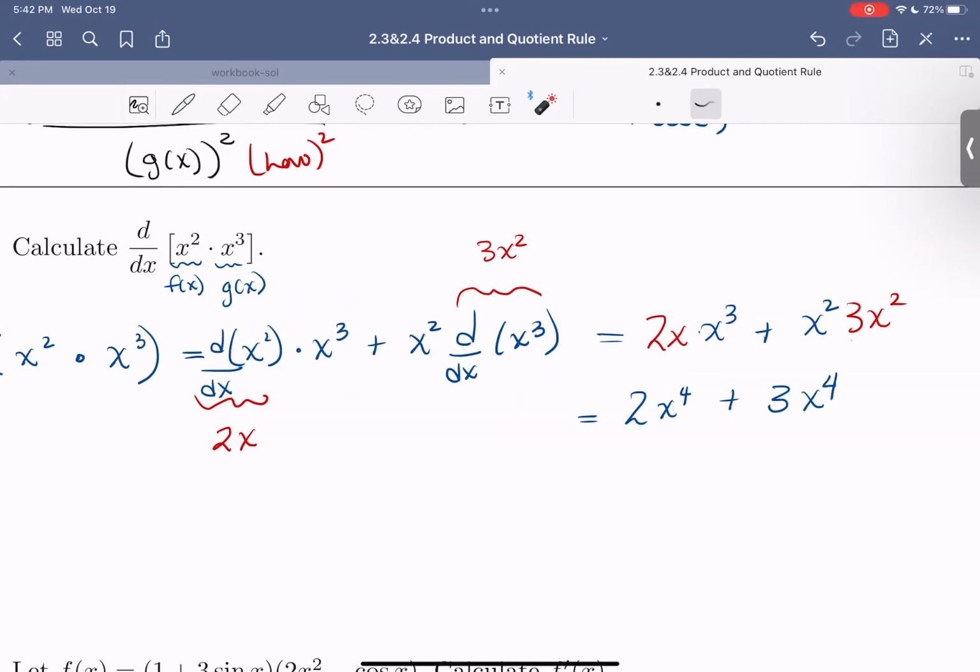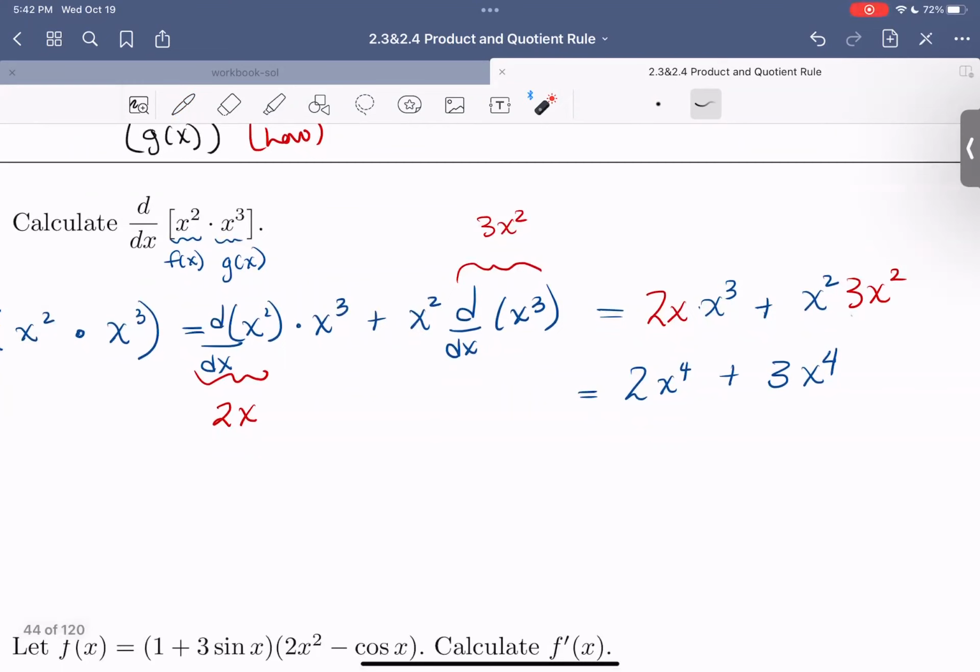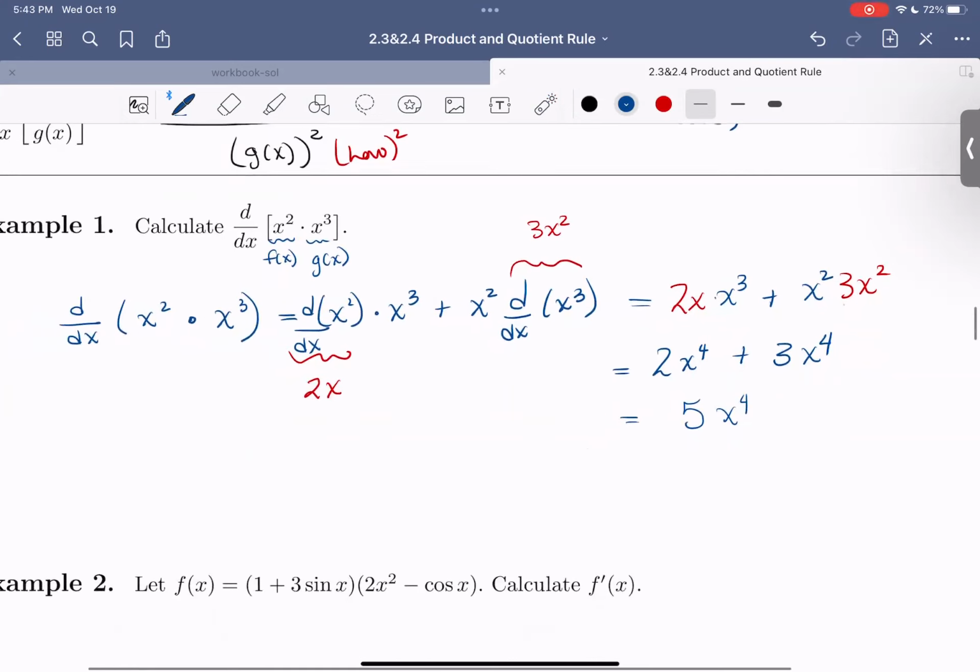Now what do we notice about these two terms? They each have an x to the 4th. So we have like terms. So we can add the constants, meaning we factor out an x to the 4th from each term. So we're left with 2 plus 3, which is 5, times x to the 4th. So our derivative of x squared times x cubed is equal to 5 times x to the 4th.